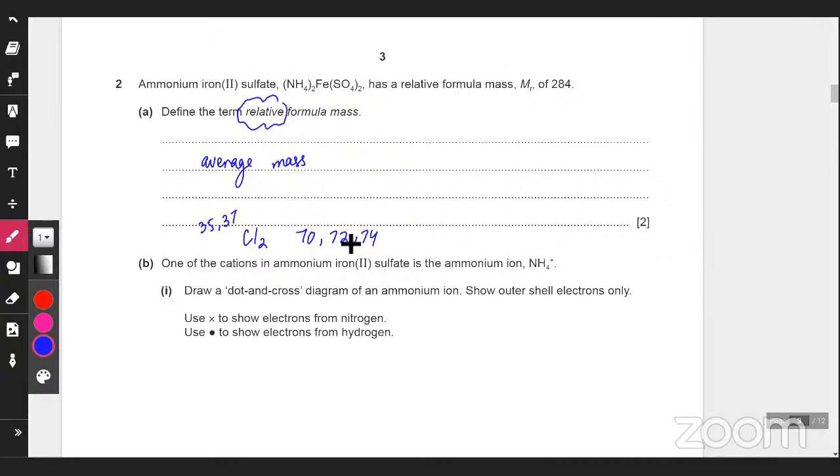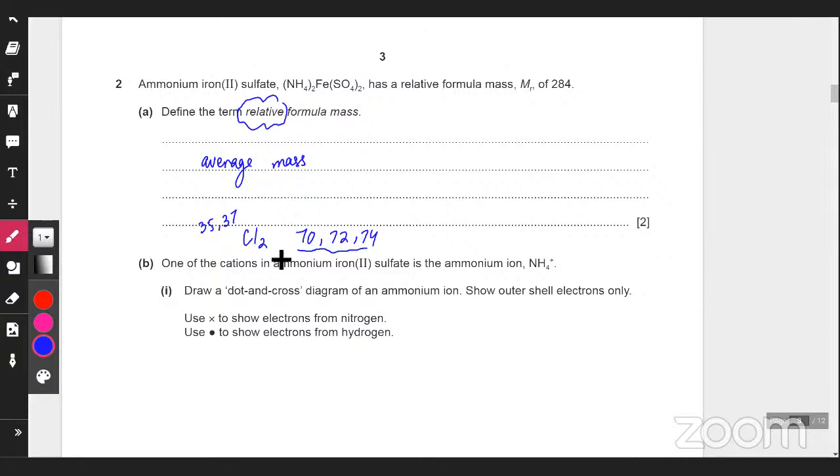Whether they're both Cl-35, or one of the Cl is 37, that would make it 72. Or if both Cls are 37, then that would make it 74. So the molecules usually have different masses. Whenever you see the term relative, that's the average mass.